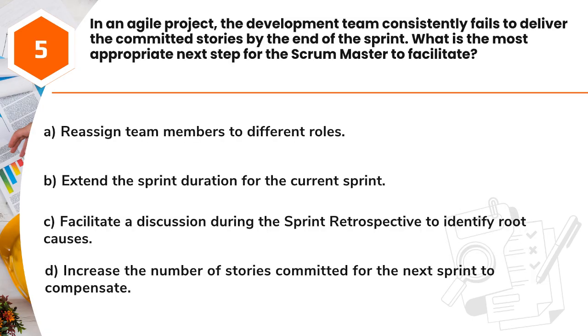Question 5. In an Agile project, the development team consistently fails to deliver the committed stories by the end of the sprint. What is the most appropriate next step for the Scrum Master to facilitate?